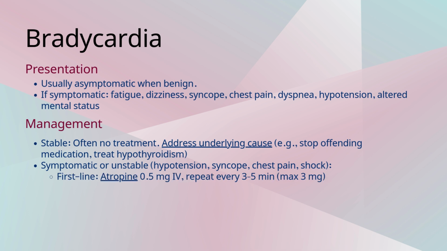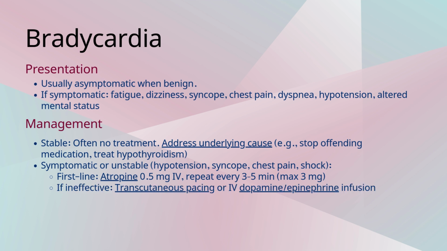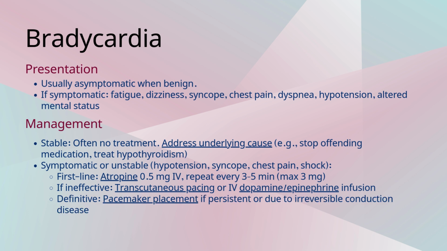The first line treatment is atropine, given IV, up to a total of 3 milligrams. If atropine doesn't work, move to transcutaneous pacing or IV infusion of dopamine or epinephrine. And if the bradycardia is persistent or due to an irreversible condition or problem, the definitive treatment is a pacemaker.